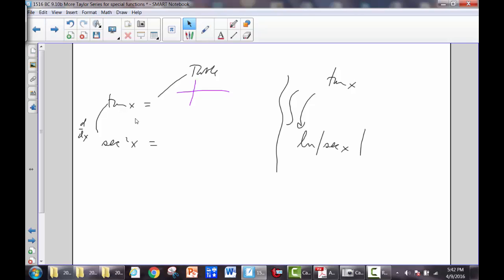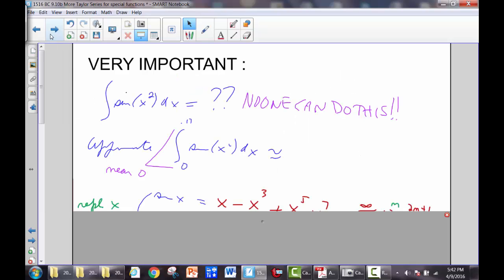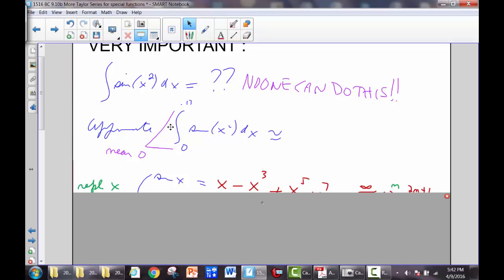Now, as far as tan x, you could differentiate tan x to get secant squared x. You could integrate tan x to get ln of the absolute value of secant of x. Keep in mind that the integral of sine of x squared, nobody can do this, but we are going to be able to approximate the integral from 0 to 0.13.